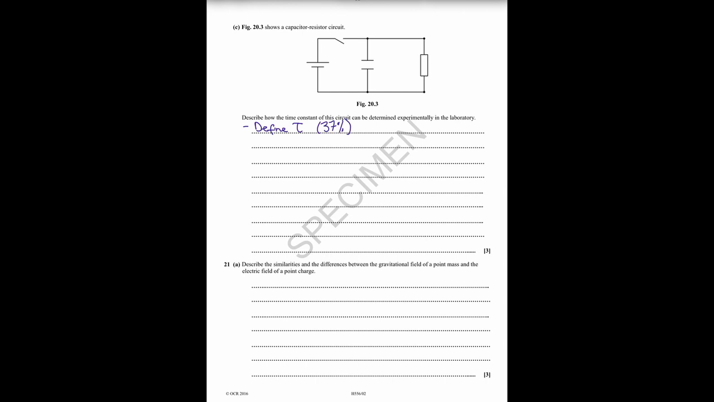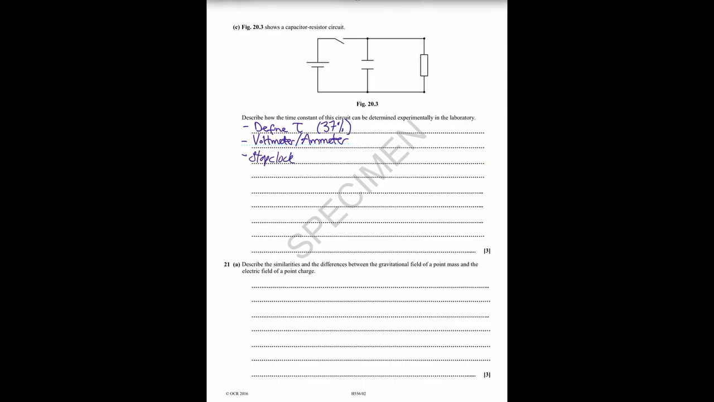Now that I've said the time taken for the voltage or the current or the charge to get to whatever, whichever one I'm going to choose, I've just got to say what equipment I'm going to use to measure it. The easiest one to do would probably be the current or the voltage, because with charge you're going to have to do some calculations, whereas voltage or current you can just read it. So I'm either going to need a voltmeter or an ammeter. If I define it with voltage, I'm going to say voltmeter. If I define it with current, I'm going to say ammeter. And then what else am I going to need? I'm going to need a stop clock.